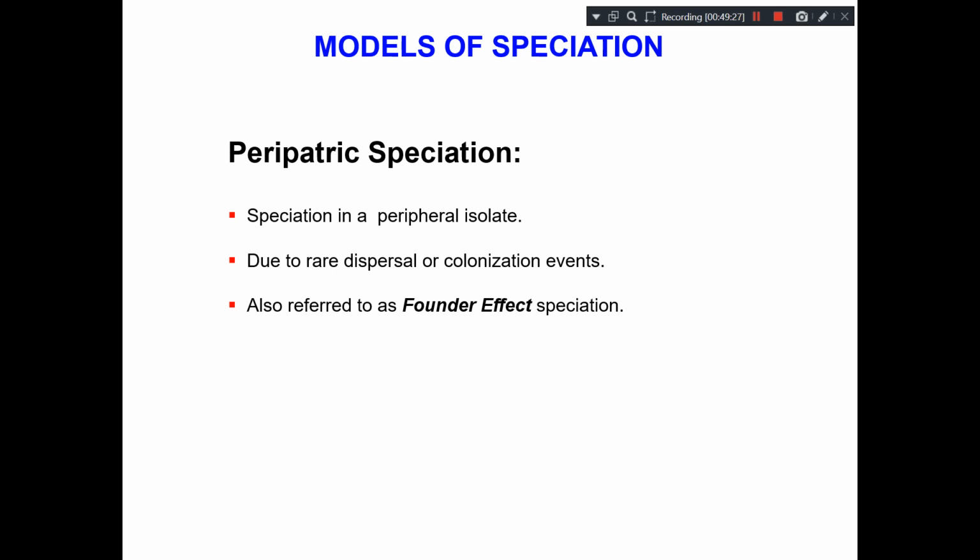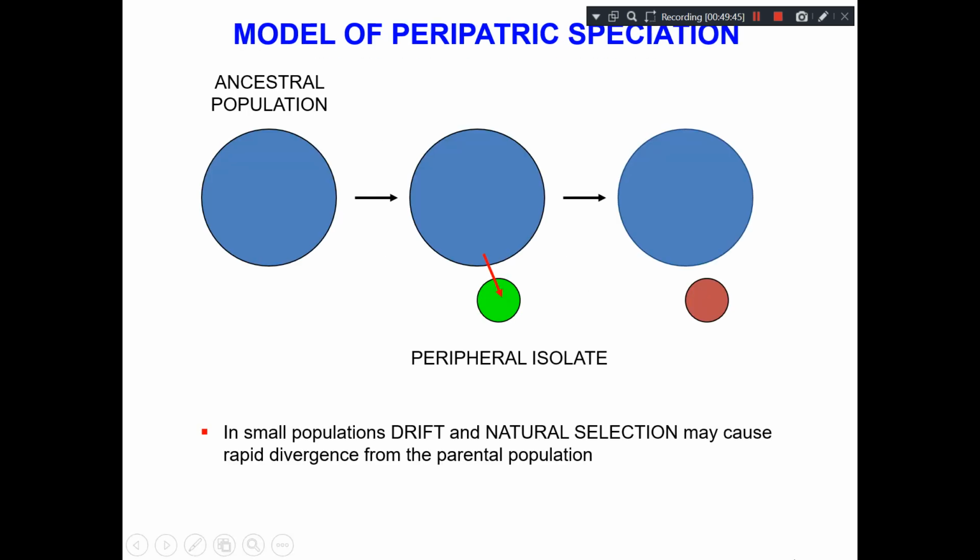There is also one more, peripatric speciation. There is speciation in a peripheral isolate. This is due to rare dispersion or colonization effect. Here also there will be the founder effect. What do you mean by that? So this is the ancestral population. It should evolve like this. But somewhere here, a small population drifts away from the main, and natural selection may cause some rapid divergence in this and a new species may be formed.